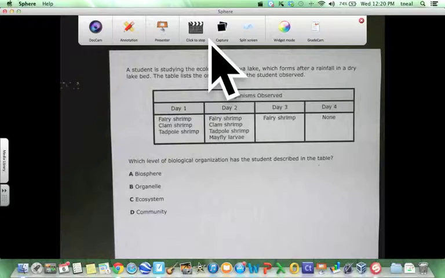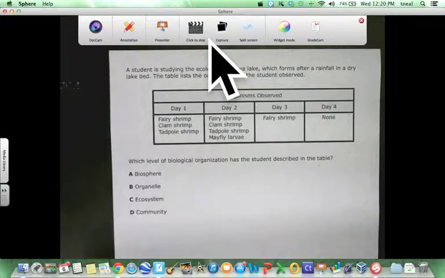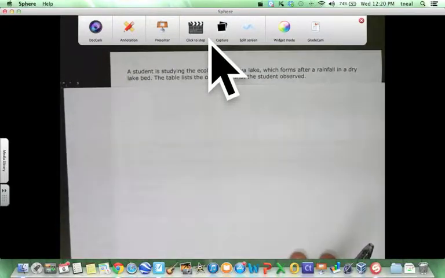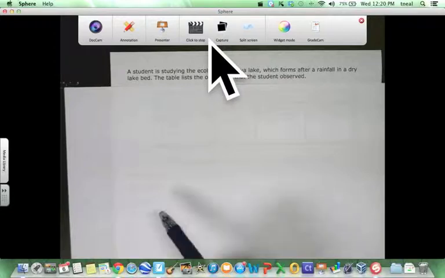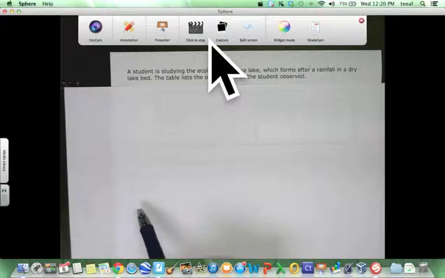Okay, here we have another question from the Biology EOC. If you notice, we do have a chart. So like I've asked you before, you're going to cover it up just so you don't get sidetracked or start reading ahead. I'm going to read the question. A student is studying the ecology of a playa lake, which forms after a rainfall in a dry lake bed. The table lists the organisms that the student observed.